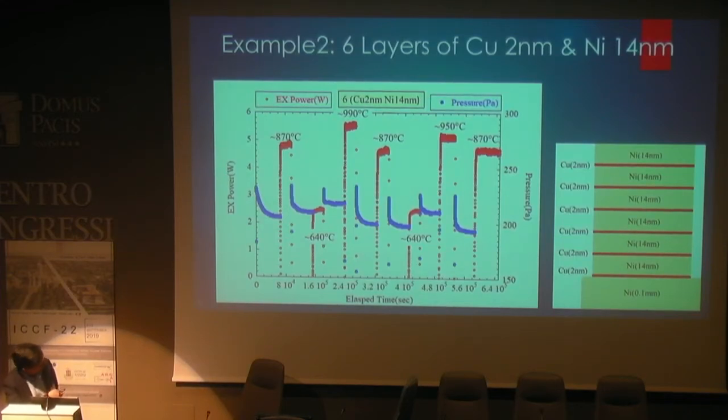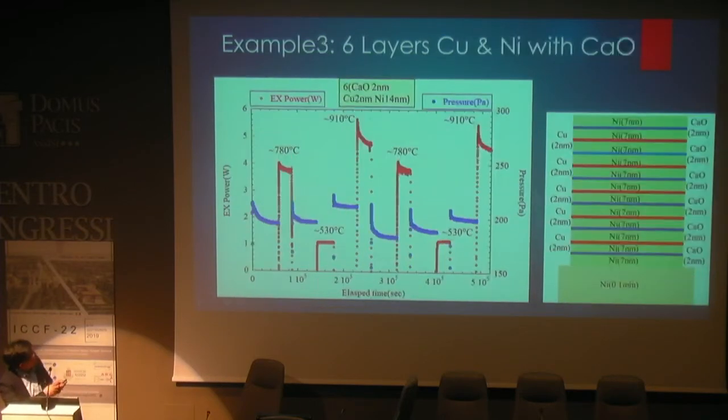Example 3 is a result using 6 layers of copper nickel with calcium oxide. A little bit complicated sample. We put calcium oxide into the nickel like this. Originally nickel 14 nanometer, so 7 nanometer nickel, then we have 2 nanometer calcium oxide like this. If we fabricate like this, we get excess heat like this.